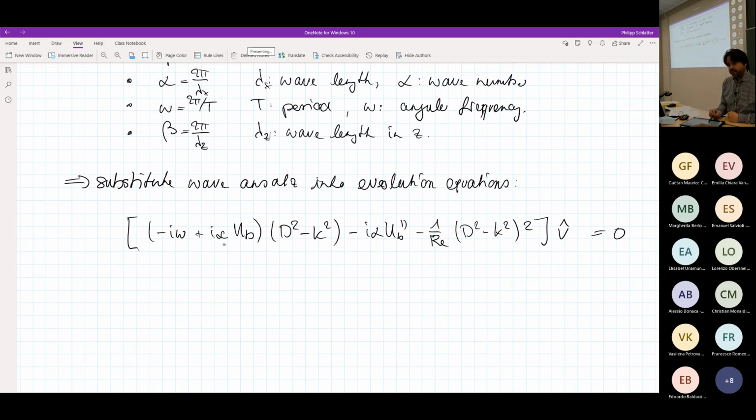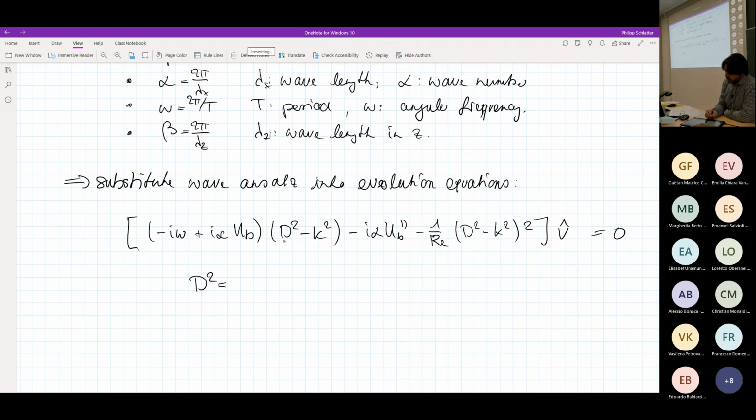The space derivative has become I alpha times UB. That kind of also makes sense. And then before we had the multiplication with nabla times V. Nabla is a second derivative. And this has now become here d squared minus k squared. So what is d squared?